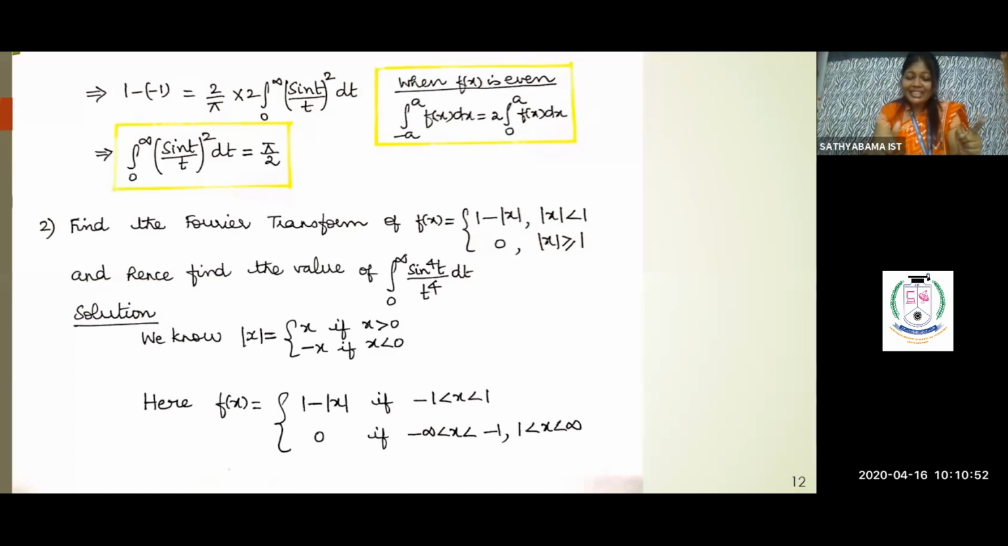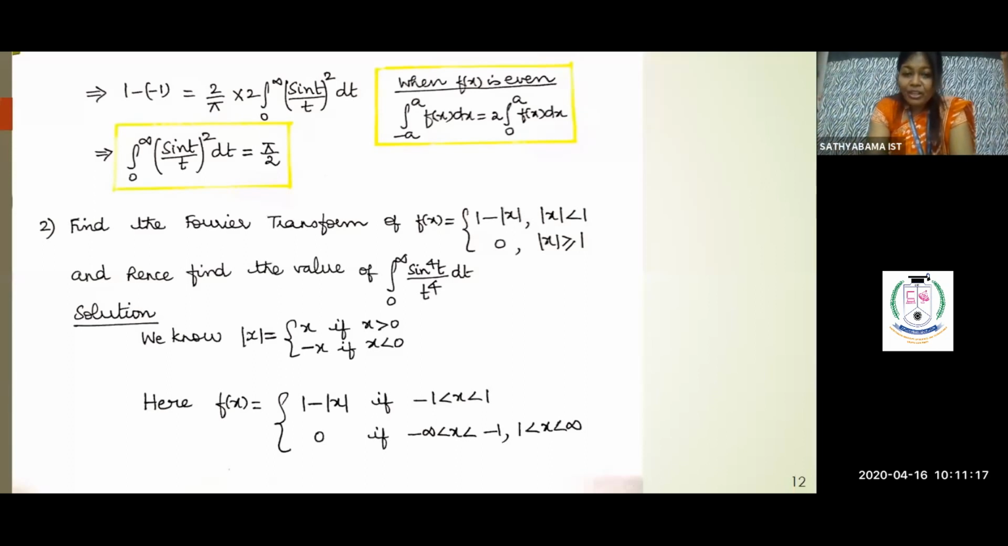Now look at the next case. F of x takes the value 0 for mod x greater than or equal to 1. Now what is mod x greater than or equal to 1? The remaining portion, minus infinity to minus 1 and 1 to infinity. You understand? Mod x less than 1 is minus 1 to plus 1. Mod x greater than or equal to 1 would be the remaining portion, minus infinity to minus 1 and 1 to infinity. Okay? All right.